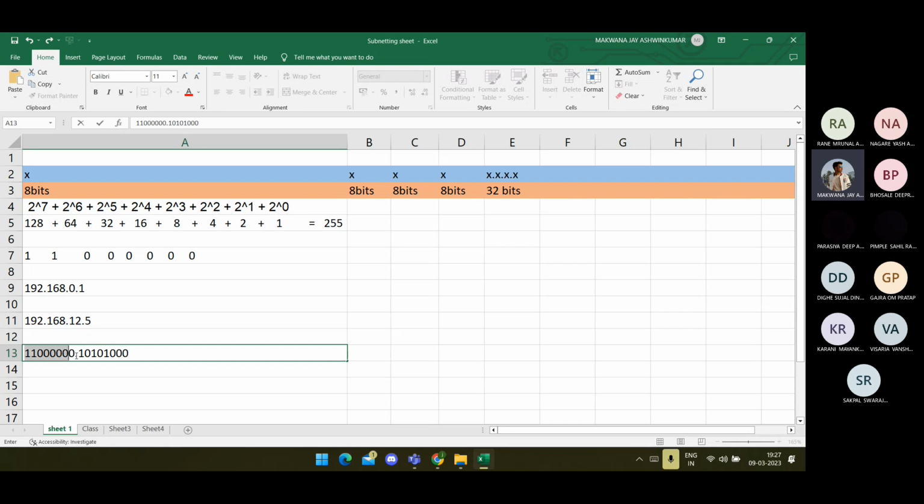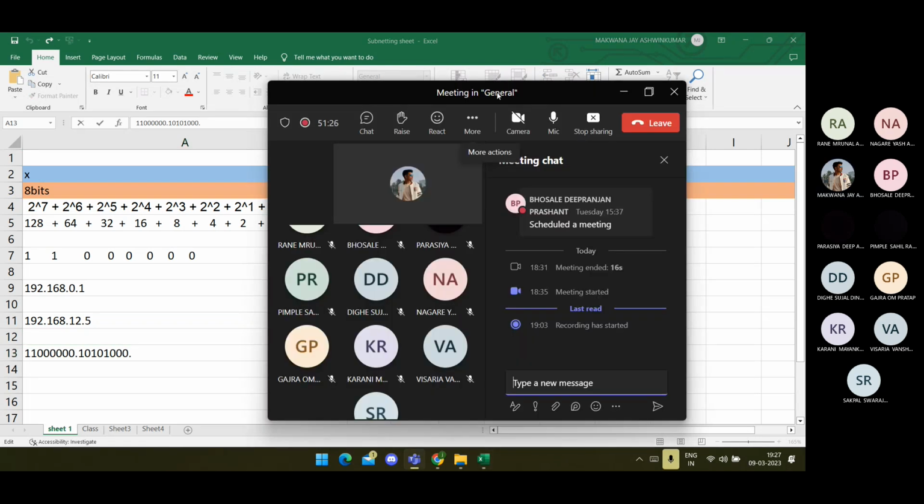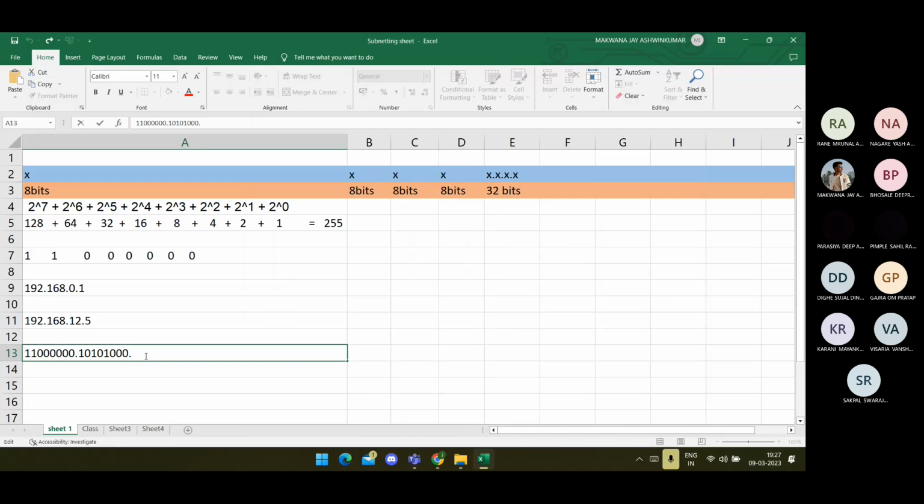Okay, so this is for 192. This is for 168. Come on, guys, tell me about 12 and 5, how they will be written in bit format. This is very easy. For 12, you have to add 8 and 4. So tell me what will be the bits.